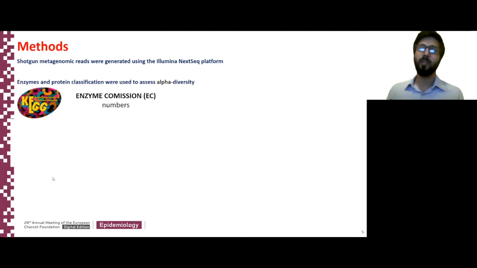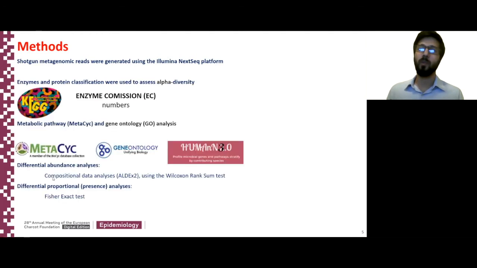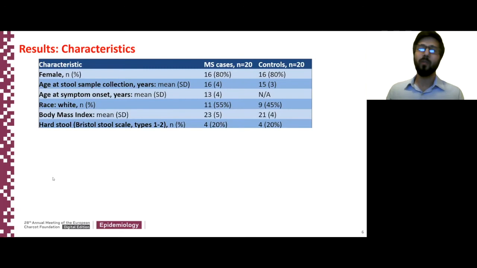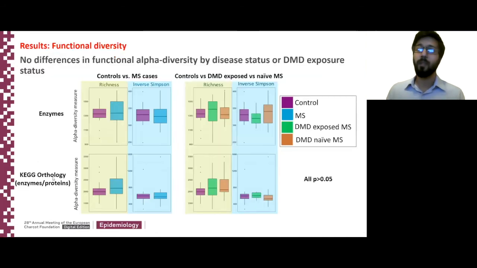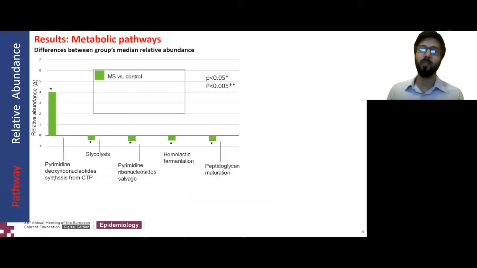We used shotgun metagenomics to sequence the gut microbiome. All of the cohort characteristics were similar, including stool consistency. We assessed alpha diversity, which is the diversity within the stool sample. There were no differences in the alpha diversity, enzymes, and proteins by disease status or DMD exposure.